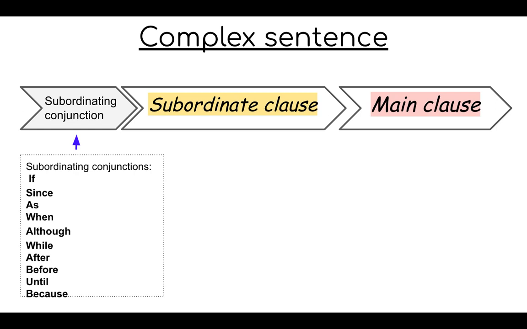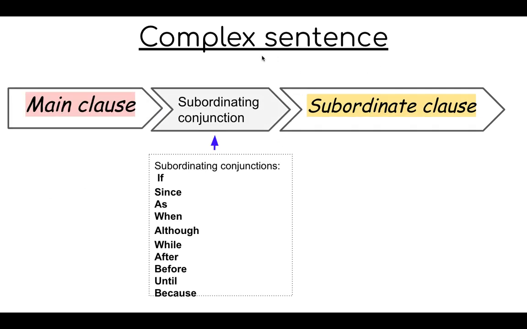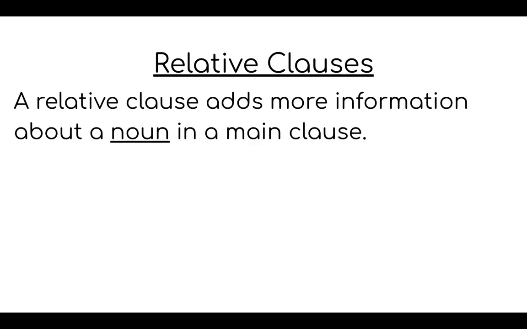Sentences with relative clauses are slightly different. They won't follow this format, but they will follow this format. So a relative clause is just a particular type of subordinate clause that does not begin with one of these conjunctions. It begins with a relative pronoun. So let's have a look at what a relative clause is. It basically adds more information about a noun in a main clause.